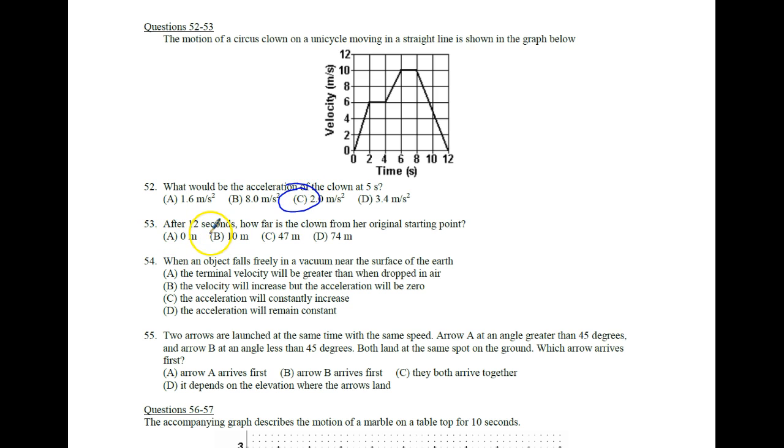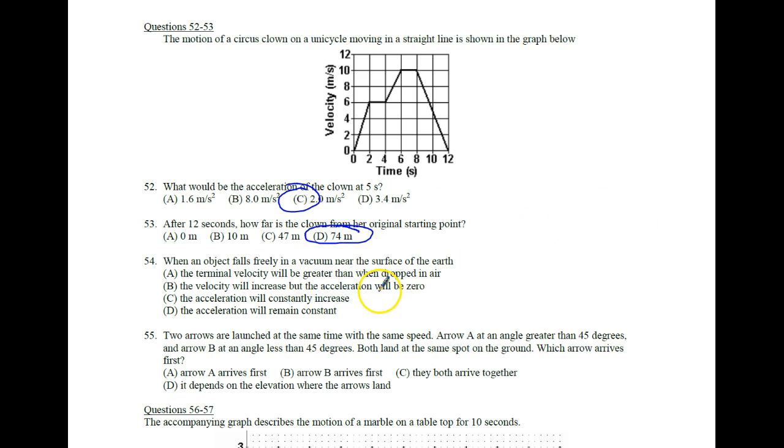Number 53. They want to know how far the clown has gone. This answer is 74 because if you find the area under the line, you would have a value of 74. So at 12 seconds, you'd have to find the area of this whole thing. You just have to break it up. Here's a triangle, here's a rectangle, here's a little triangle here. You could do a great big rectangle here. You just have to break it up and do it that way.